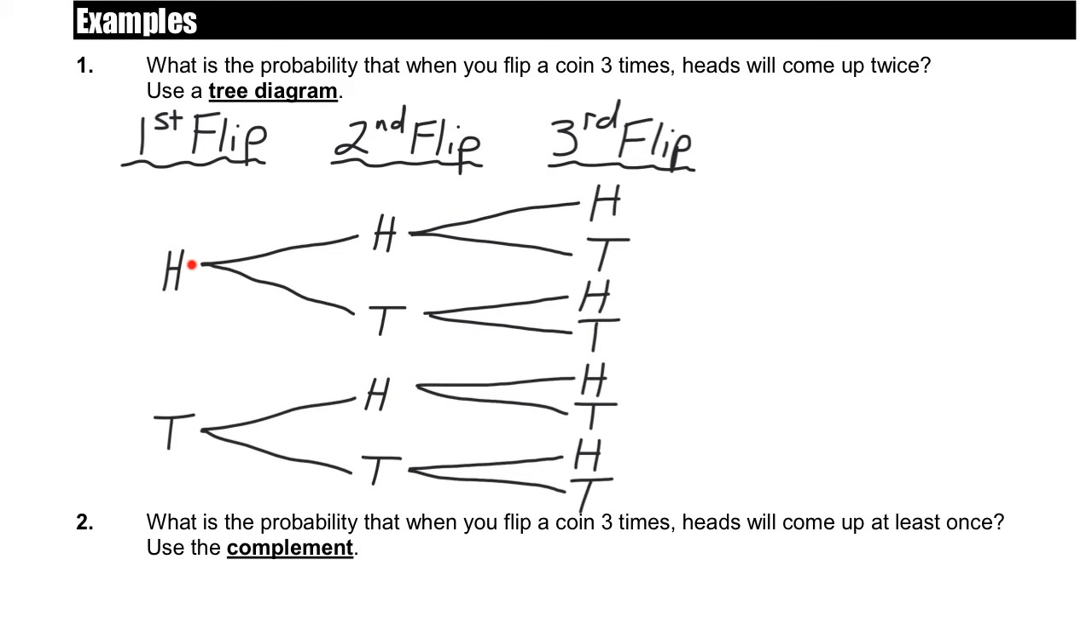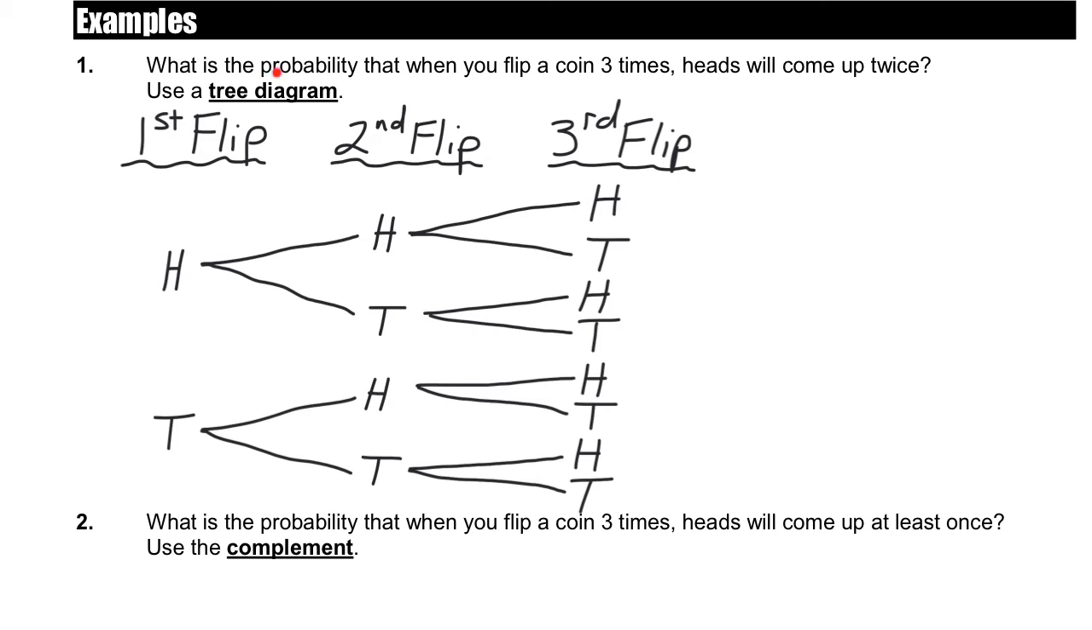Now, if the first flip was a heads and the second flip was a tails, the third flip could either be heads or tails. The first flip could be tails, then the second flip could be heads, and the third flip could be heads, or I could go tails, heads, tails, or I could go tails, tails, heads, or I could go tails, tails, tails. These are all the possible ways you can flip 3 coins. So you can see each different pathway is a different outcome.